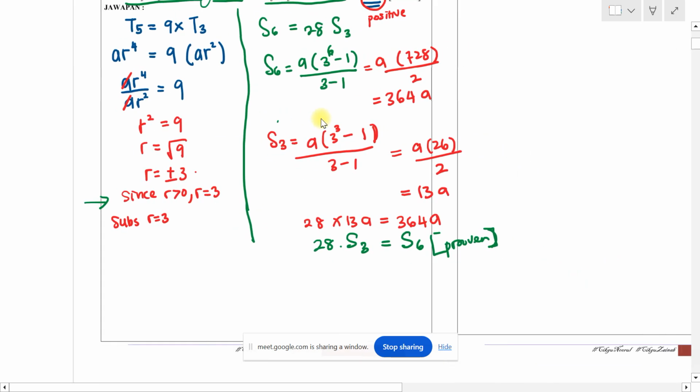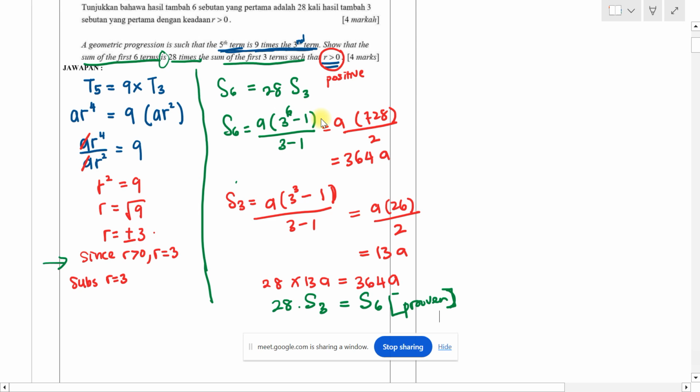So that's how you prove this question. 4 marks, easy. Actually not easy, but sometimes you need to think. You might feel stressed when you cannot find A, but it's okay. We still can manage to prove it.